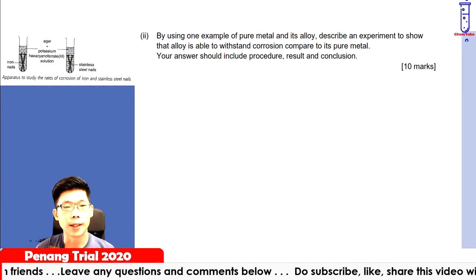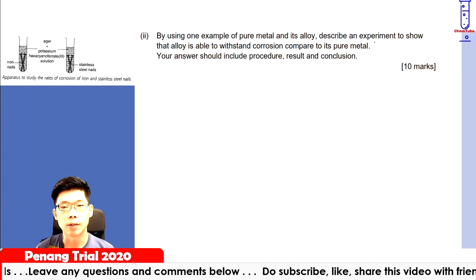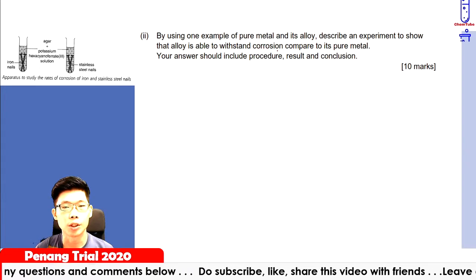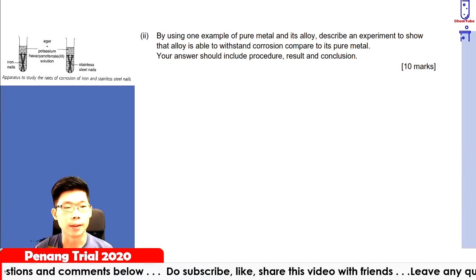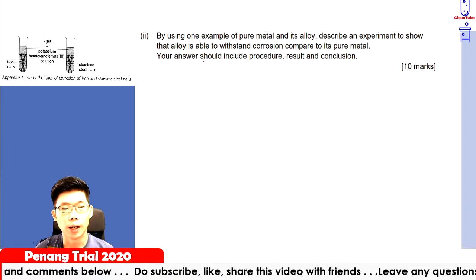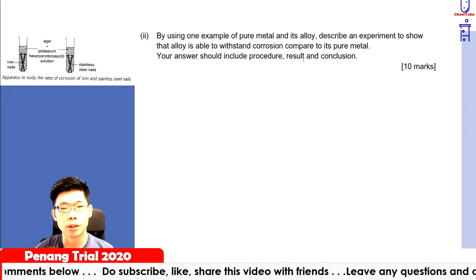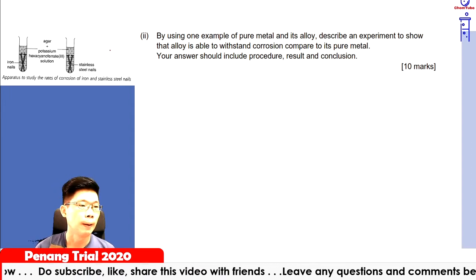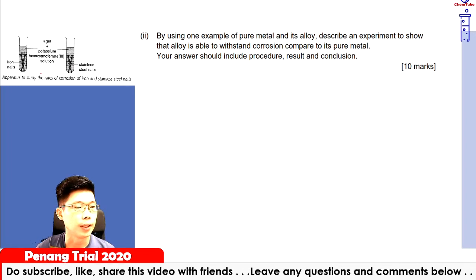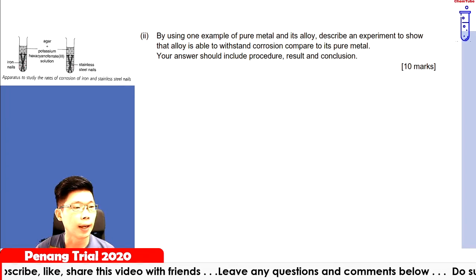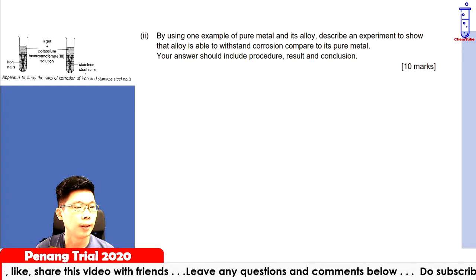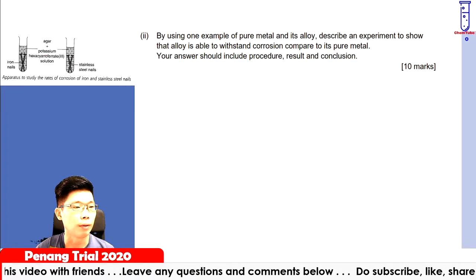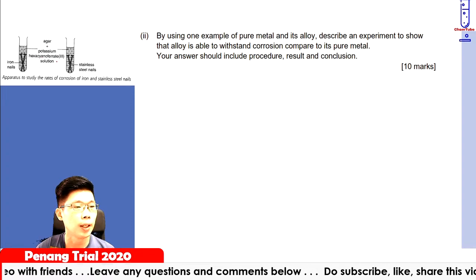So by using one example of the pure metal and its alloy, describe how the experiment shows the alloy is able to withstand corrosion compared to pure metals. Your answer should include the procedure, result, and conclusion. Okay, so 10 marks. Here I use the example of the iron nails and the stainless steel nail. They both are put into agar-agar or jelly mixed with potassium hexacyanoferrate(III) solution.